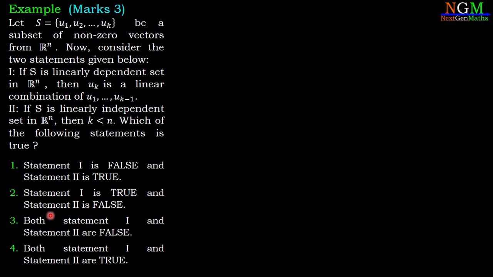So we are given four options. Statement 1 is false and statement 2 is true. Second option, statement 1 is true and statement 2 is false. Third option, both statement 1 and 2 are false. And the fourth option, both statement 1 and 2 are true.